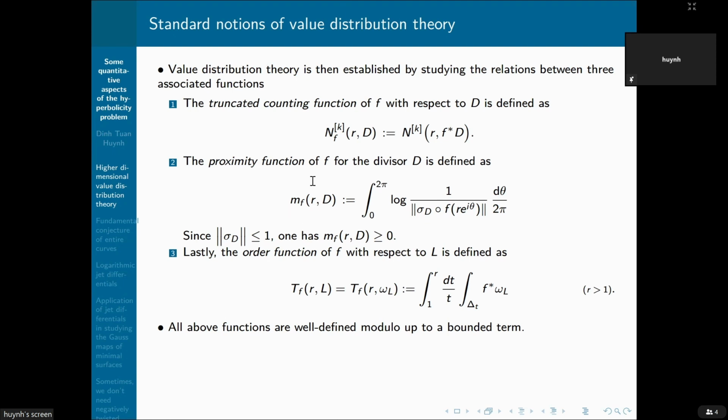So the truncated counting function gives you the frequency of intersection between f and D. The proximity function measures how often f sends points of the complex plane to points very close to D. And the order function geometrically gives you the logarithmic average of the area of the image of the disk by f, measured by the Hermitian metric that we fixed before.